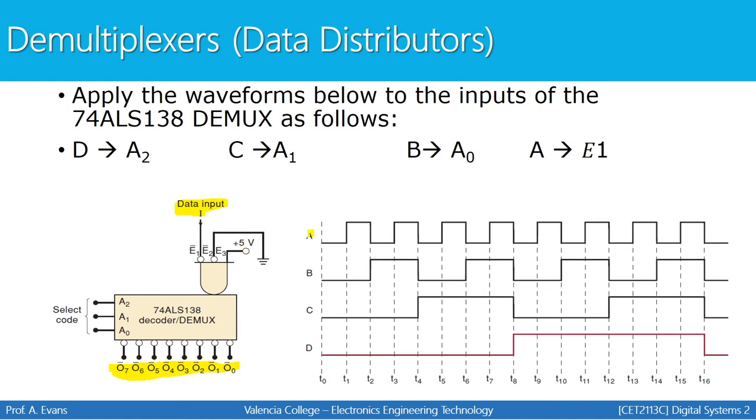So this waveform right here is being applied to E1. That's what this is telling me. This waveform right here is being applied to A0. This waveform right here is being applied to A1. This waveform right here is being applied to A2. So our select inputs are being determined by waveforms B, C, and D. These are our selects. And our enable is being controlled by waveform A. This is an active low enable, so you should immediately be able to see that every single time waveform A is high, the output of your demux will be disabled. It'll be disabled because your enable has to be low for the output to be enabled.